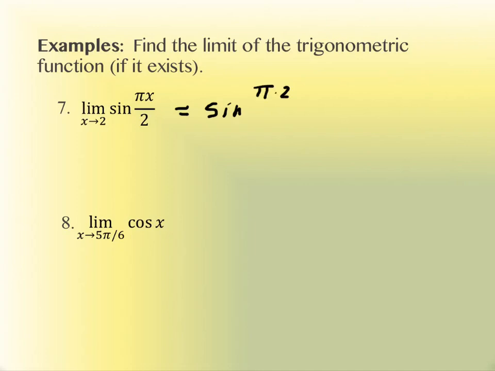So this is pi times 2 over 2, which simplifies to what? Sine of pi. And what is the sine of pi? 0, and that's it. You're done. So that's an application of the first piece of Theorem 3.4. How about number 8?